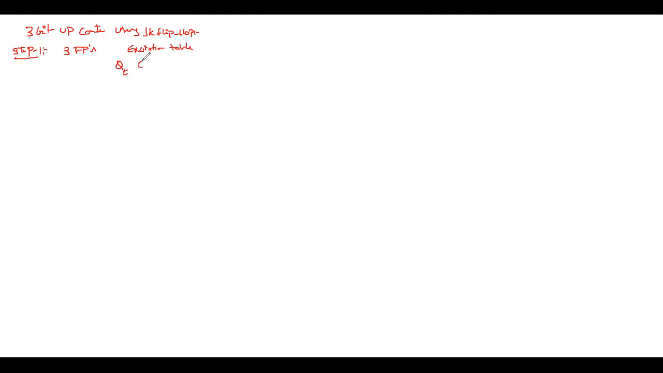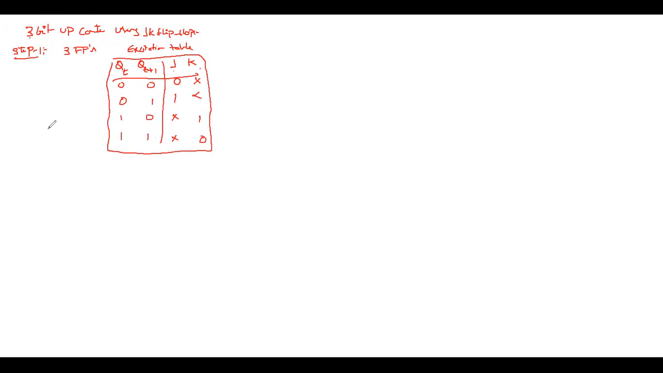Present state, next state, JK: 00, 01, 10, 11. So the excitation table of JK is 0, 1, don't care, don't care, 1, 0. This is the excitation table of the JK flip-flop. Next, step 2.